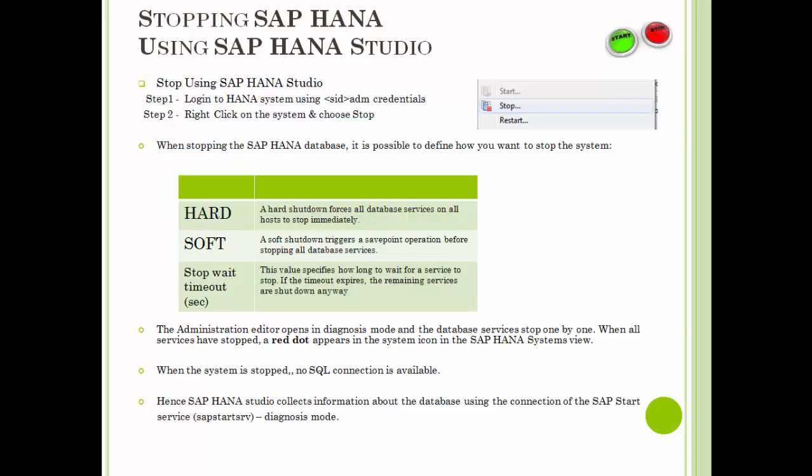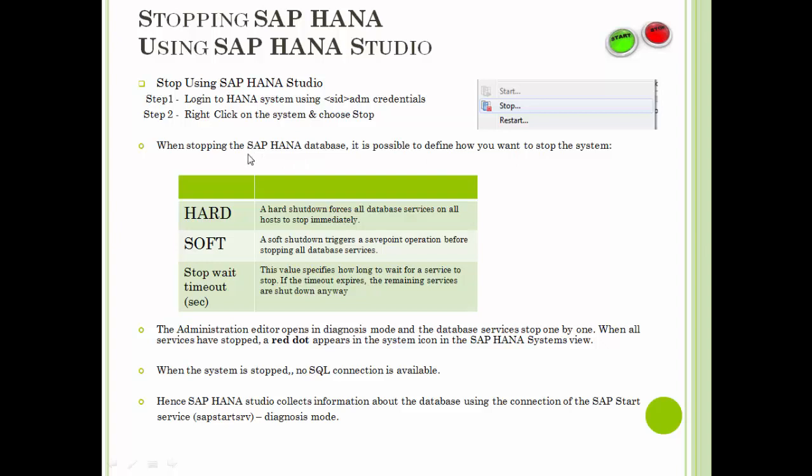Now let us proceed to learn more about stopping. So when it comes to stopping the HANA database, as I said, stop and start can be done using OS commands, that is using the HDB program and the SAP control program. And again, stop and start can be done using HANA Studio. For that, you have to log into HANA Studio, right click on the system and choose stop. But before you do that, you have to log in with the SID ADM credentials, or you can log in with a DB admin user also, like the SYSTEM user, and then issue stop.